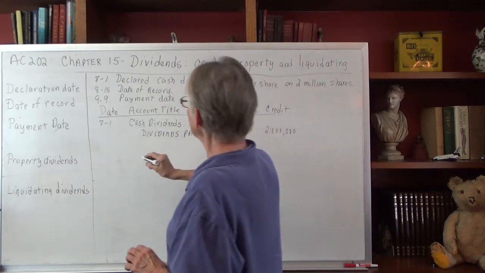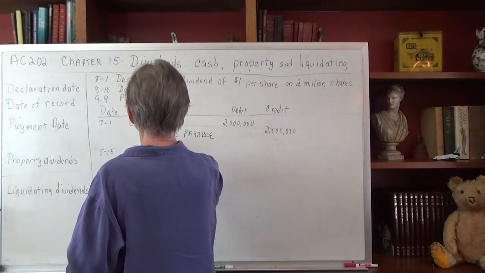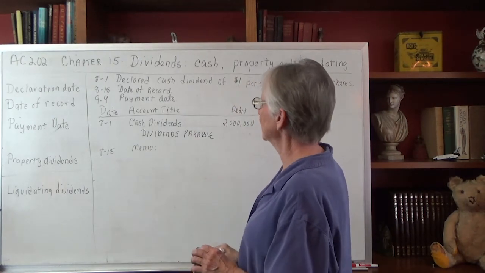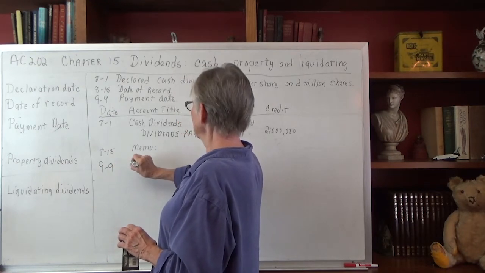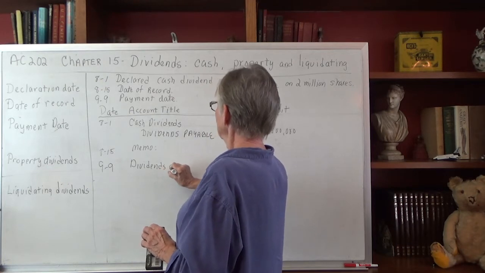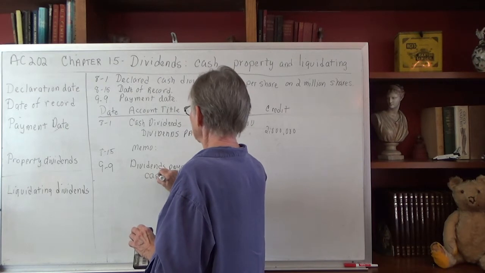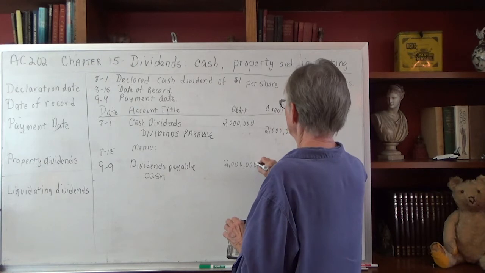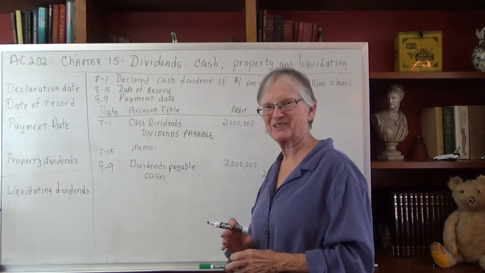All right. The date of record would be 8/15. On that, we usually would not make a specific journal entry, but there would just be a memo that said, date of record. And then on the payment date, 9/9, this is where we reduce our dividends payable, reduce the liability, and we send out all of the checks for the 2 million. So your cash dividends, fairly straightforward, not terribly confusing.